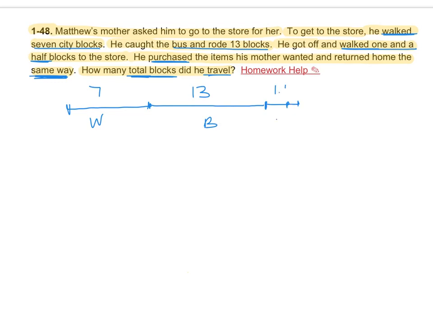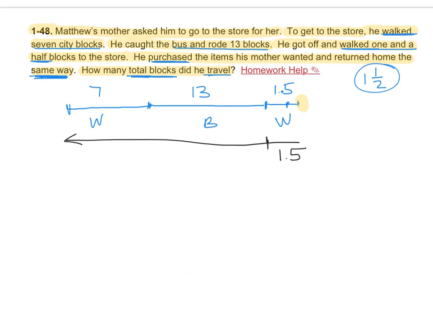so 1.5. Now you could also use a fraction, of course, 1 and 1/2, like that, or a decimal, and that was walking. So that means he got to the store right here, and then he used the same way. He walked the same way back. That means I have the same numbers: 1.5 walking, 13 on the bus, and then 7 walking.